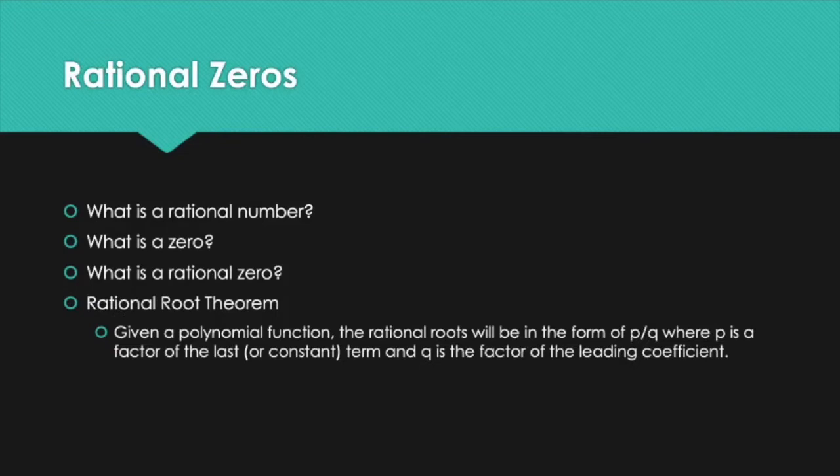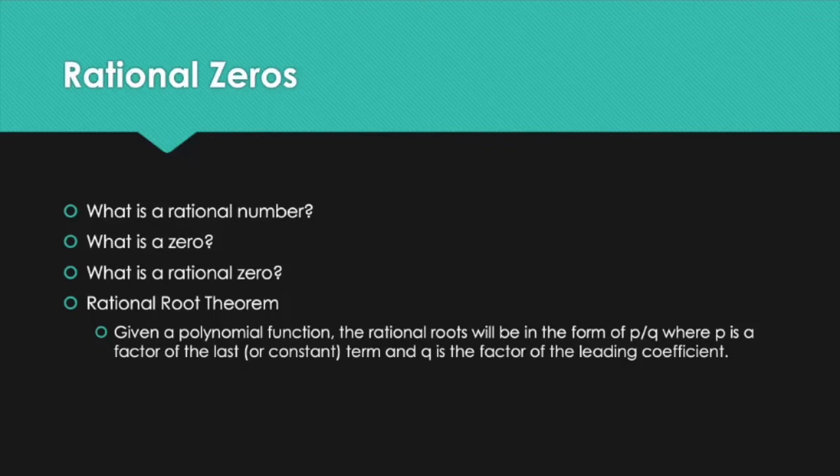Here is the rule. This is something that I'm going to be dissecting in some examples also. The wording that's here is going to be a little bit hard to understand at first, but once we go over it a couple times, you'll be able to read this again and understand what it means. For a given polynomial function, the rational roots will be given in the form p over q, where p is the factors of the last or constant term, and q is the factors of the leading coefficient.